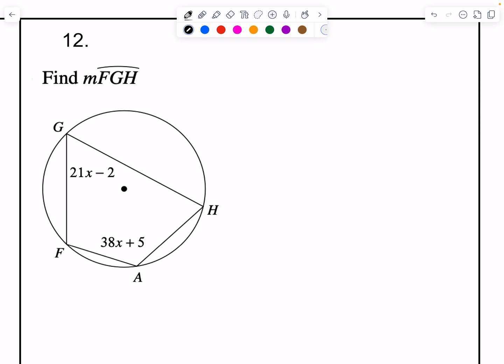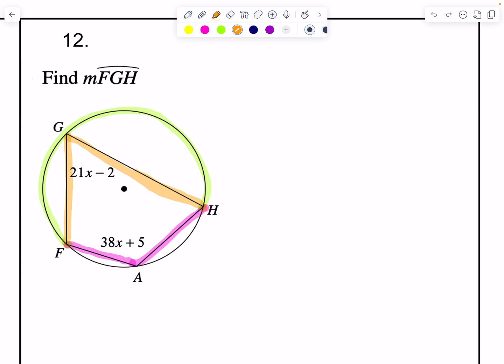All right, we're trying to find the measure of arc FGH. So right here, FGH is a major arc. Now I have an inscribed angle with that one, FAH. And I also see that we have another inscribed angle, FGH, which sets up to that arc.